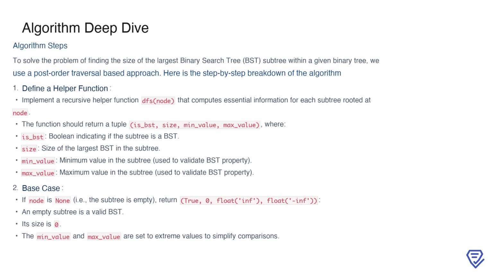The function returns a tuple containing 4 elements: whether the subtree is a valid BST, the size of the largest BST within the subtree, and the minimum and maximum values in the subtree. These details are critical for validating the BST property as we traverse up the tree. For the base case, when a node is None, we consider the subtree to be an empty BST, returning a size of 0 along with extreme values for comparison purposes. This simplifies the validation logic for the rest of the tree.